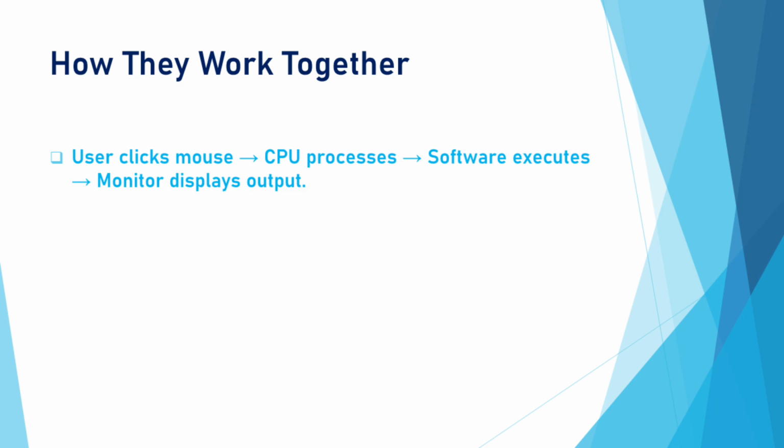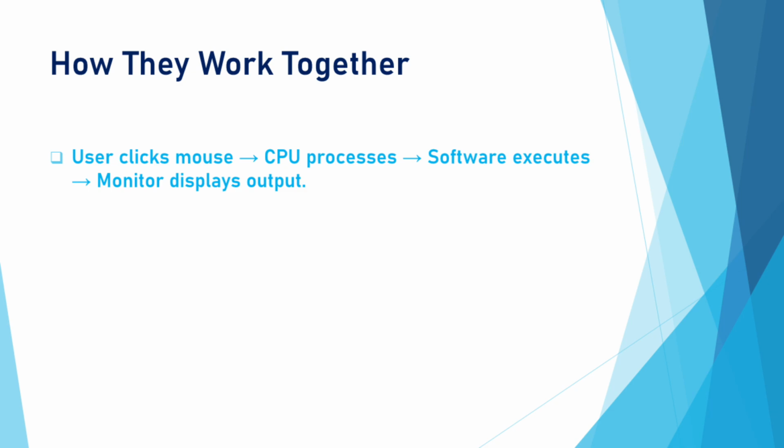So now let us see how they work together. Let's understand this with an example. Suppose you want to open Google Chrome. First, you click the Chrome icon using your mouse. The mouse sends this input to the CPU. The operating system receives the command. The CPU loads Chrome from storage into the RAM. The processor executes the instructions. Finally, Chrome appears on your monitor.